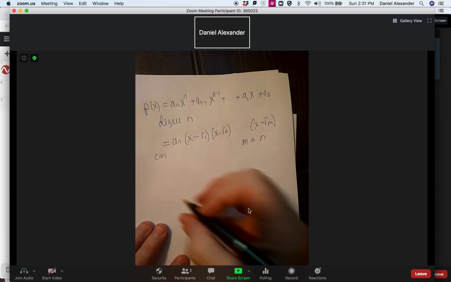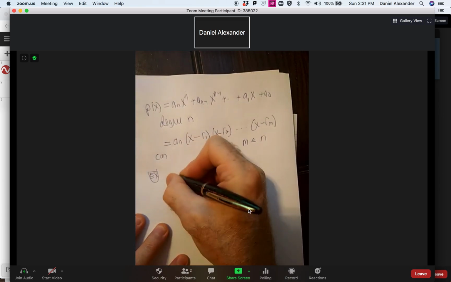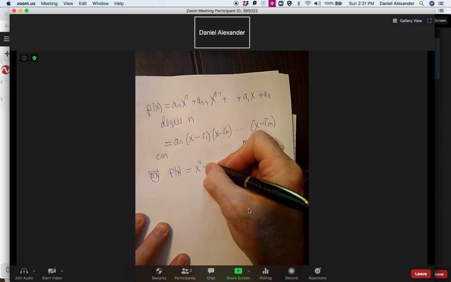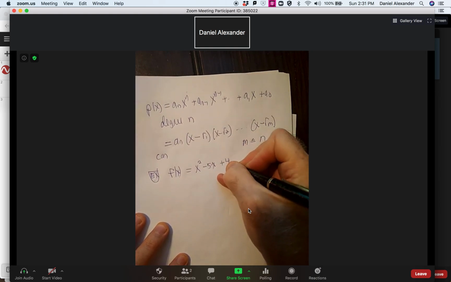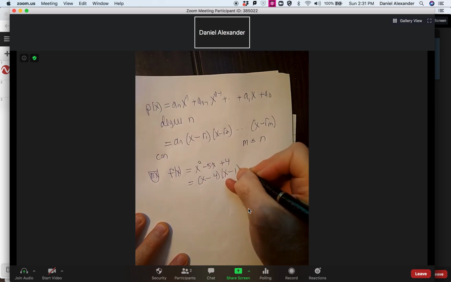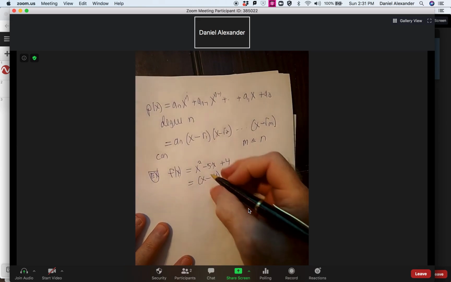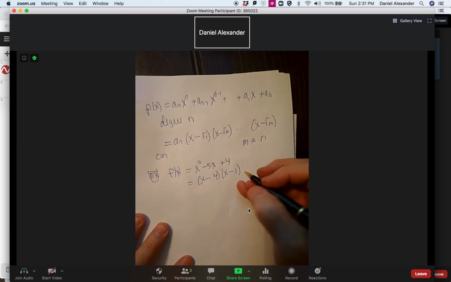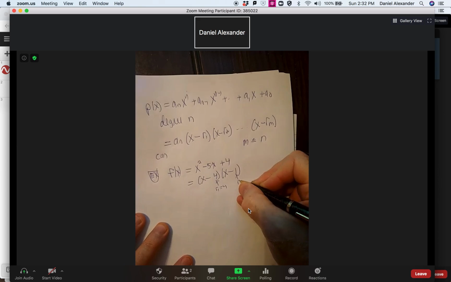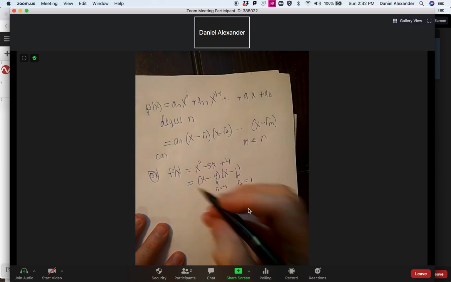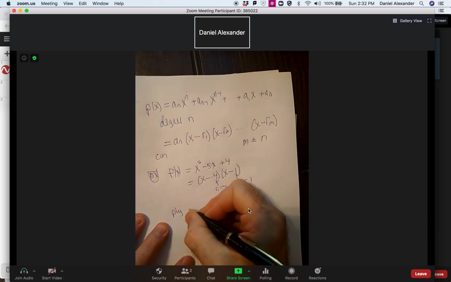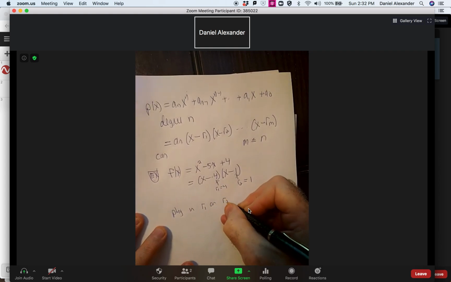Let me give you a couple of examples so we can see this. We have f of x equals x squared minus 5x plus 4. We can factor this into x minus 4 times x minus 1. So here, R1 would be 4, R2 would be 1. Notice I factored this into 2 terms. And notice that if I plug in R1 or R2, I get 0.